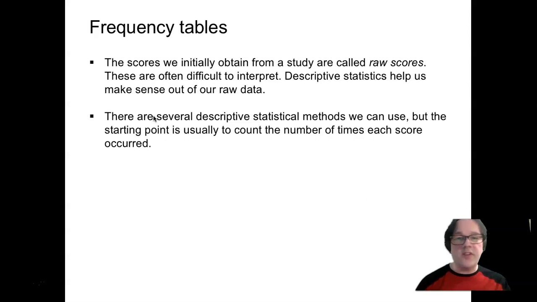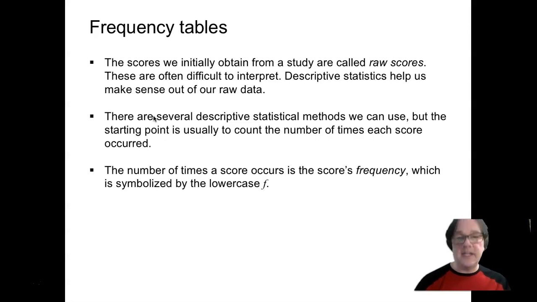So there are several descriptive statistical methods that we can use, and we'll learn about some more of them next week. But the starting point is to simply count the number of times each score occurs in our data set. So the number of times the score occurs is known as the score's frequency, which is symbolized by a lowercase, italicized f.